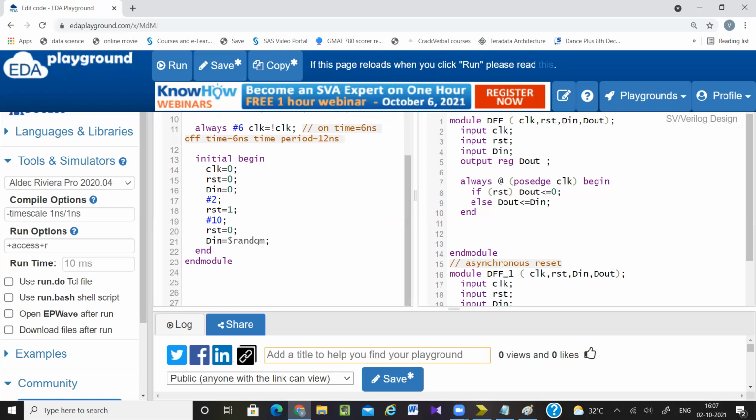Okay. So if I'm checking waveform in EDA Playground, I have to add these 2 lines. Okay, let me write in another block. Here I can give some #200 delay. Then another begin.